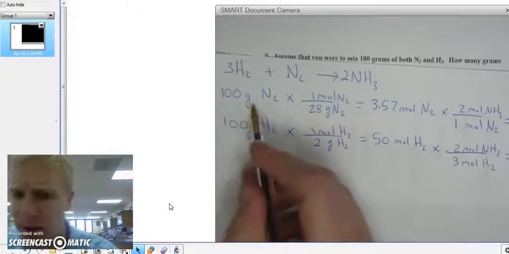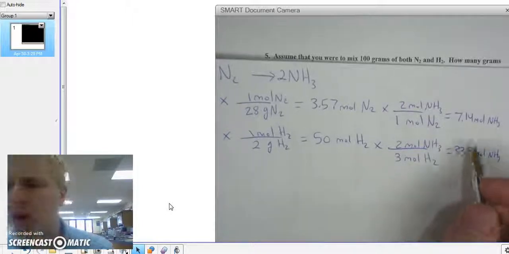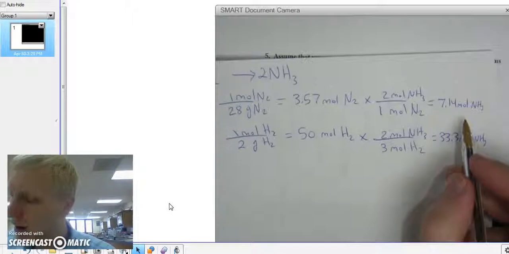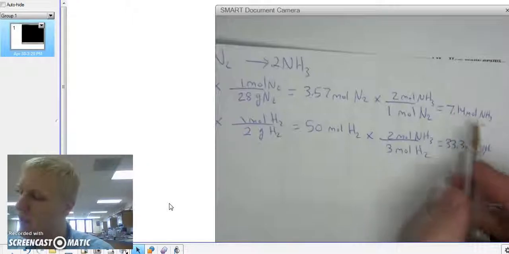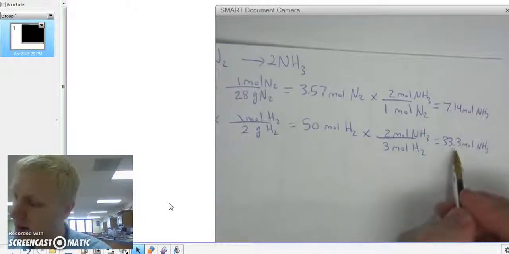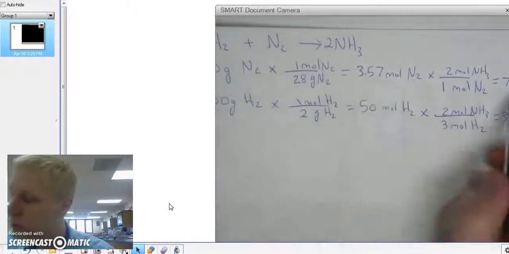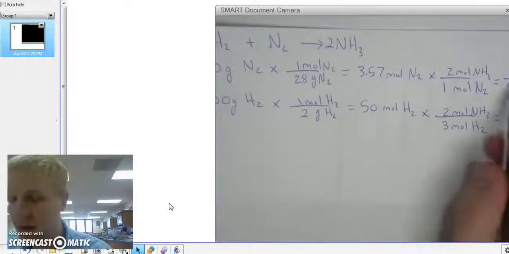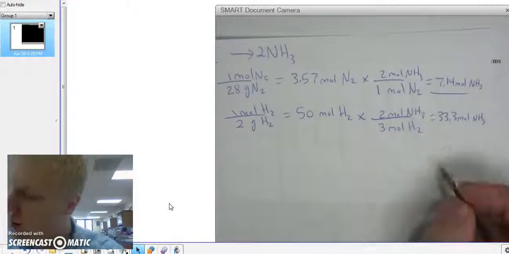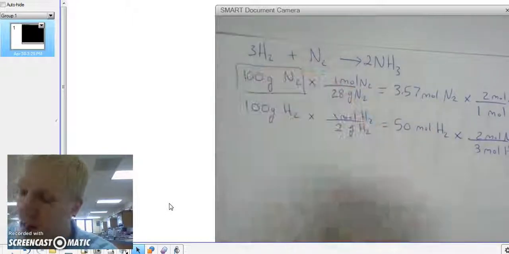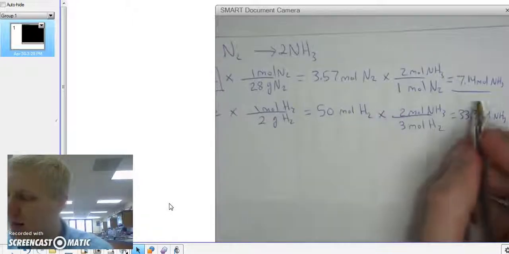But if I have 100 grams of N2 and an unlimited amount of H2, I should be able to produce 7.14 moles of NH3. How do I know which reactant is my limiting? Is it my N2 or my H2? The one that produces the least amount of product would be considered my limiting reactant. It looks like N2 produces 7.14 moles of NH3, which is definitely the least amount of product, significantly less than 33.3. So N2 is my limiting reactant because it produces the least amount of product.